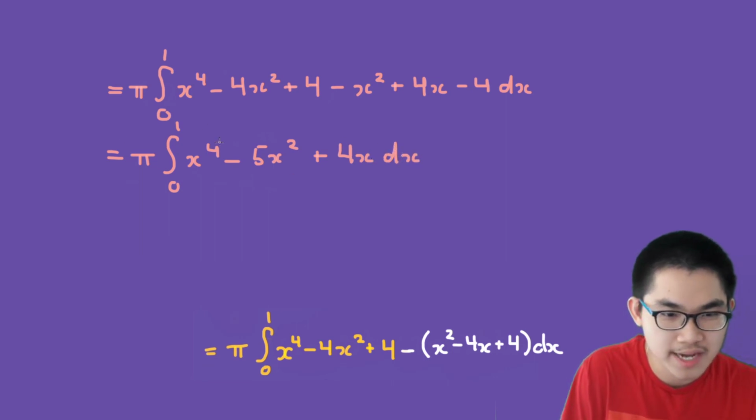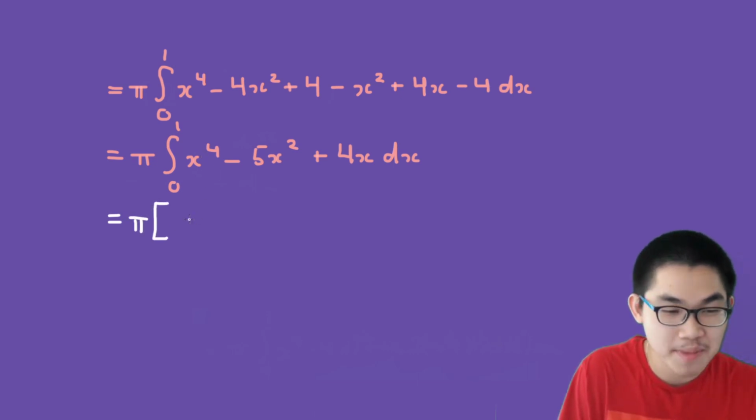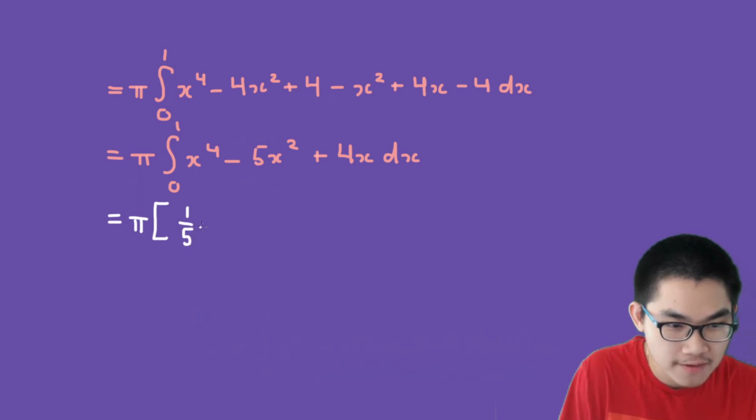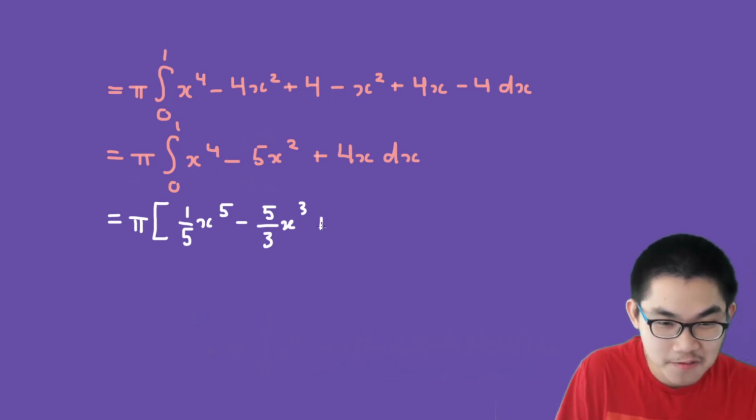And time to integrate this integral. This is going to be the same as pi times the antiderivative of x⁴, which is just 1/5 x⁵. The antiderivative of negative 5x² is negative 5/3 x³. And lastly, the antiderivative of 4x is just 4 times x²/2, which is just 2x². And the boundary goes from 1 to 0.